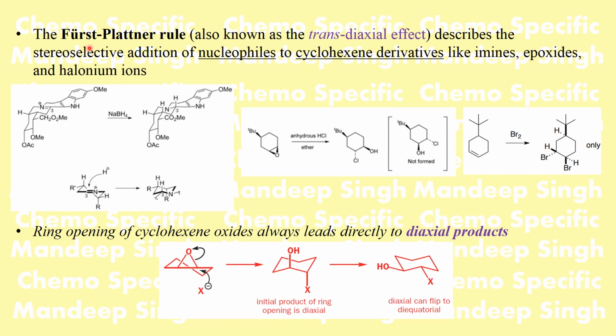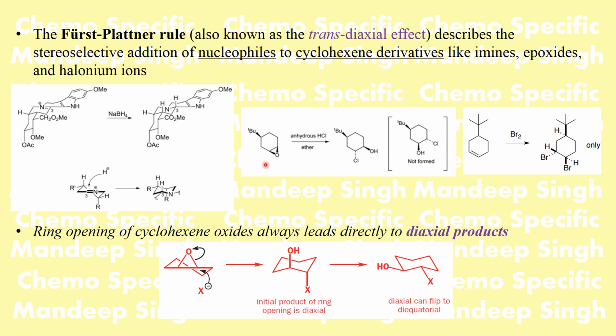So as I clearly said, the Fürst-Plattner rule is also called the Trans-Diaxial effect. What it basically describes is the regioselective addition of nucleophile to cyclohexene derivatives. For example, this is also a kind of cyclohexene ring. If I consider only this ring, this is a derivative of a cyclohexene, which is an imine. When we treat it with sodium borohydride, the hydride is delivered from the top to give you exclusively this particular product. So this is how this transformation takes place.